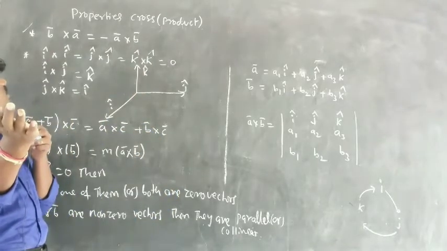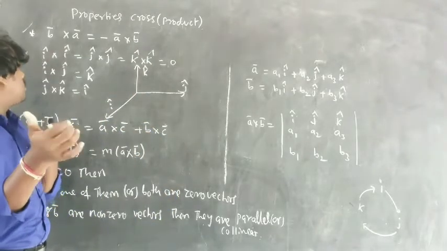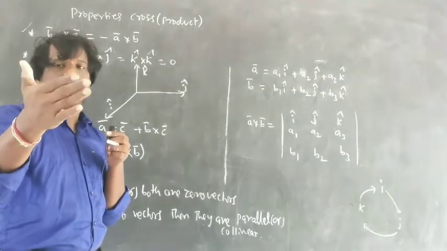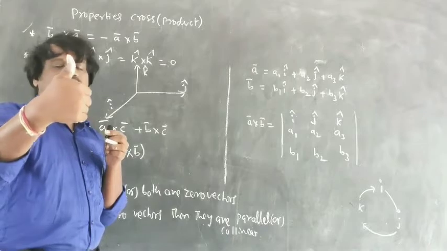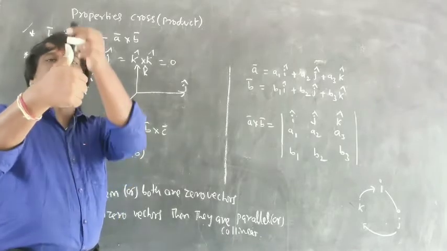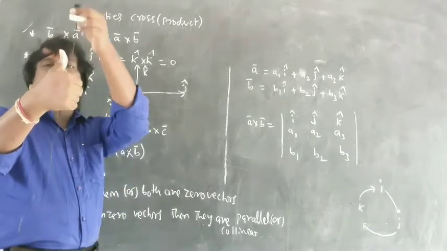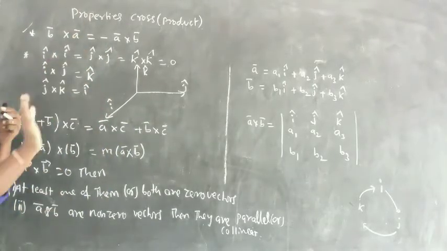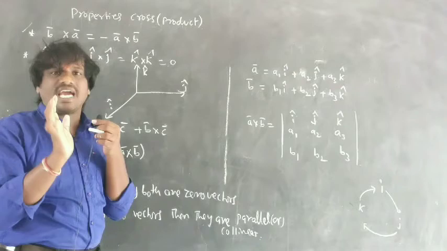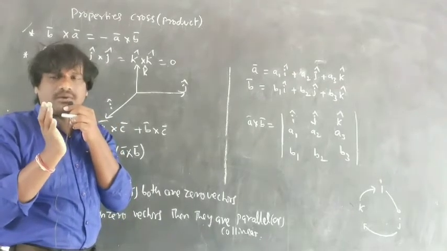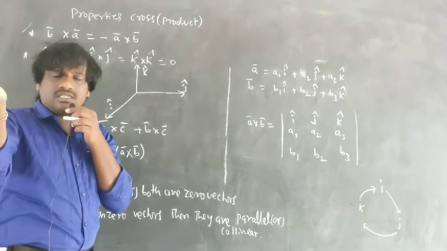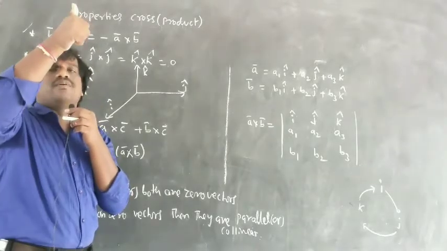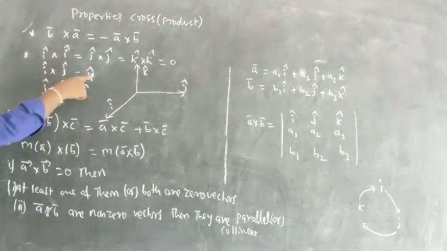I cross J. Okay, I is this side, and I have to mold toward the J side. If I mold toward the J side, the thumb goes upward, so I am getting the K component. That is, I cross J will be K. Actually, this direction is most important. This is the I direction, I am molding from the J direction, then I am getting upwards, so I cross J will be K.